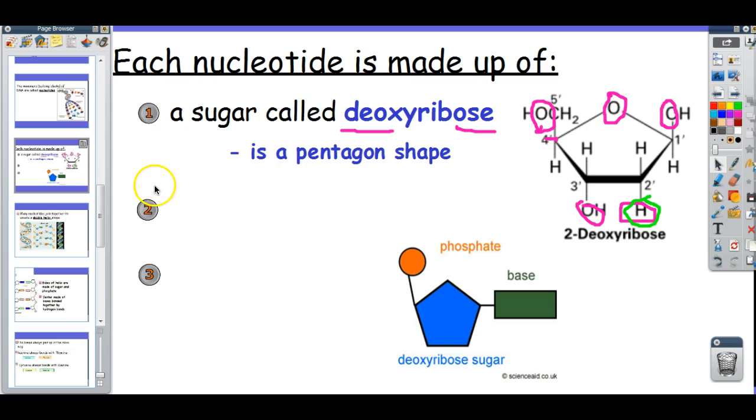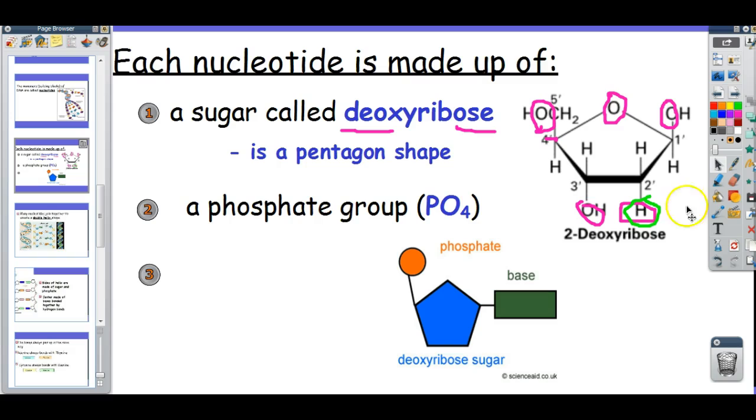So it's made up of a sugar. It's made of a phosphate group, okay? Phosphate has phosphorus and oxygen. Don't worry about memorizing this specific thing. You just need to know that it's a phosphate group. And as you can see down here, the phosphate group is represented by a circle. Now this isn't exactly what a nucleotide looks like. It's a lot more complicated than these little shapes, but we like to simplify things.